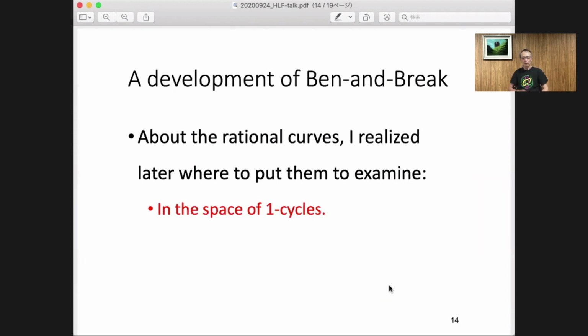So I got the idea of bend and break, and I want to develop it further. Using the rational curve, I tried to apply it. And later, I realized where to put them to examine the situation, to put it in the space of 1-cycles.